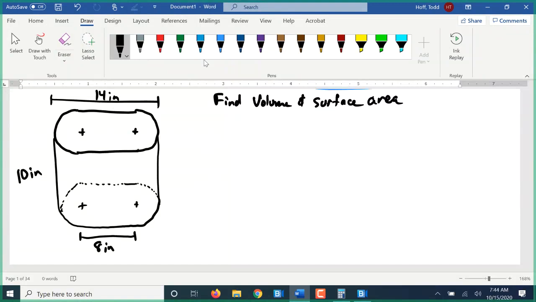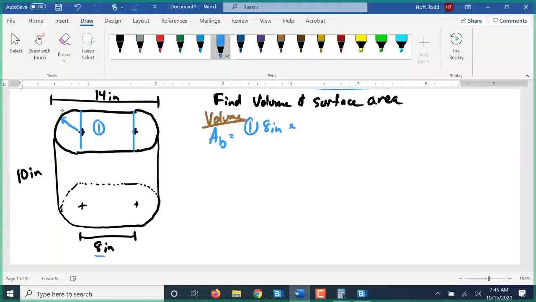Let's see how this is going for you. So let's find the volume first. To find the volume, we need the area of the base. Our base is going to be split into two figures. One will be the rectangle. That is 8 inches by, the difference between the 8 and the 14 is 6, which means this radius here has to be 3 inches. So that makes that diameter 6 inches. So that's 8 inches by 6 inches, 48 square inches.